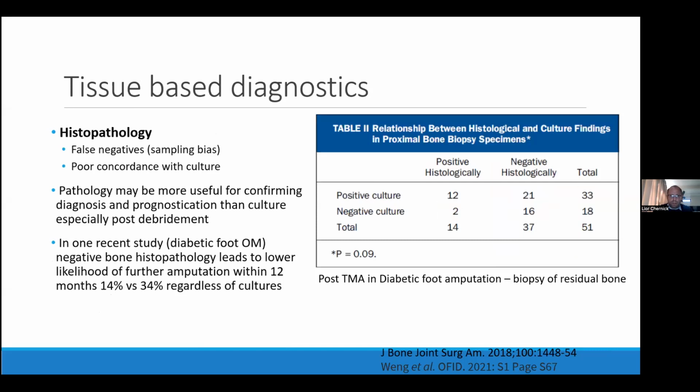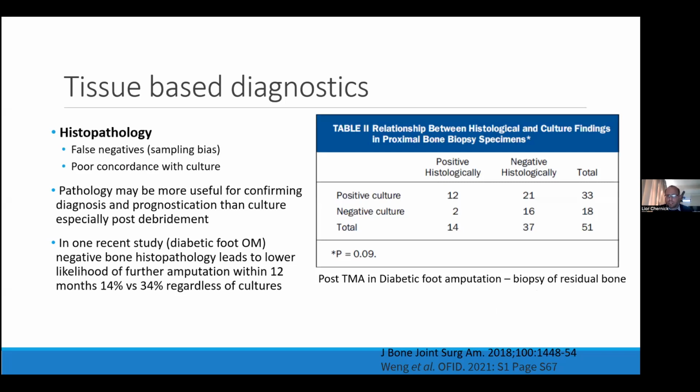Histopathology is the other component of biopsy, and we should ideally send samples for both. Now, while it is potentially plagued with false negatives, because you get sampling bias, again, if you take an area that is not as dramatically affected by the infection, there's in fact poor concordance with culture, and this actually might be useful.